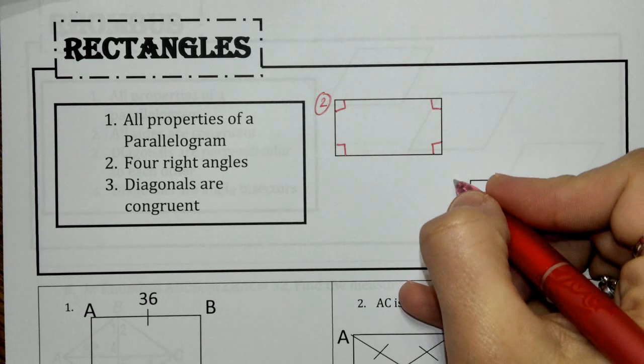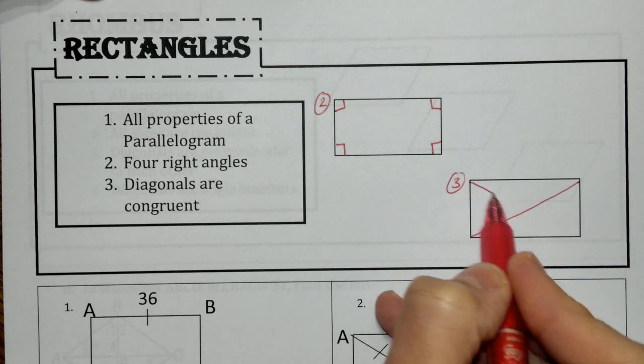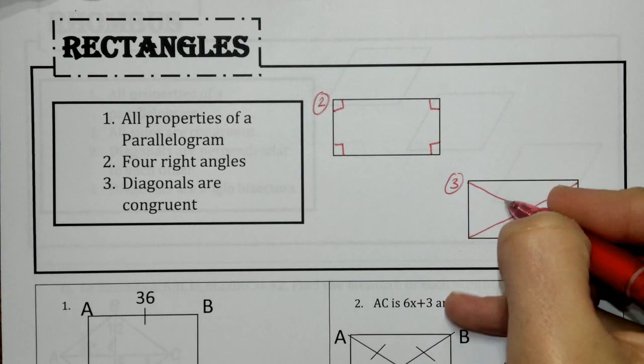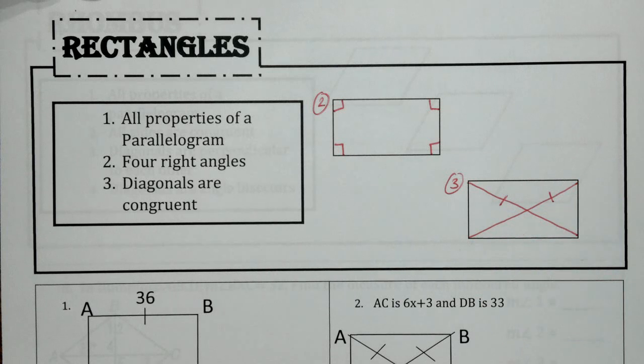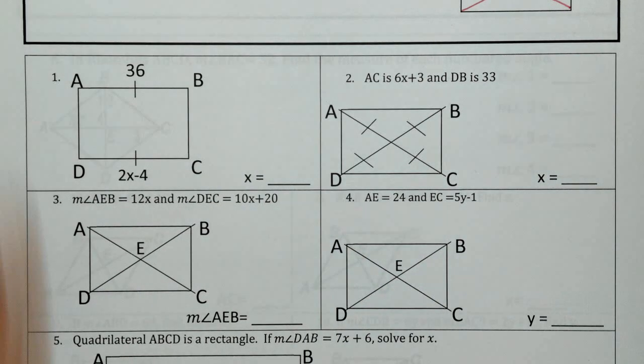The other one here is that when you draw in your diagonals like so, here and here, the diagonals are now going to be congruent. So we just put little tick marks right there saying each one of these diagonals is the exact same length. So let's go ahead and take a look at some problems, and we're going to justify our answers by naming what property. I usually name what property I'm using before working it out.